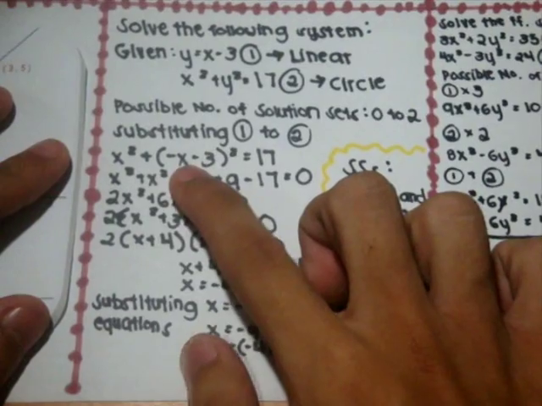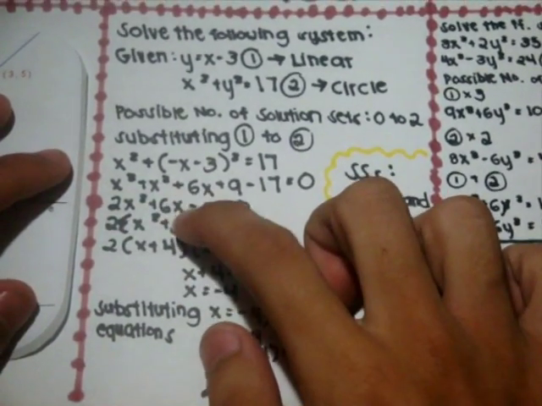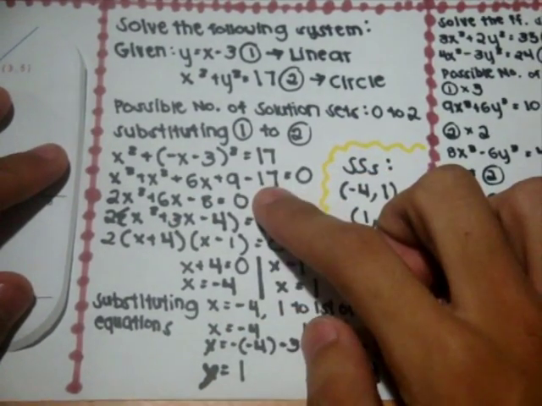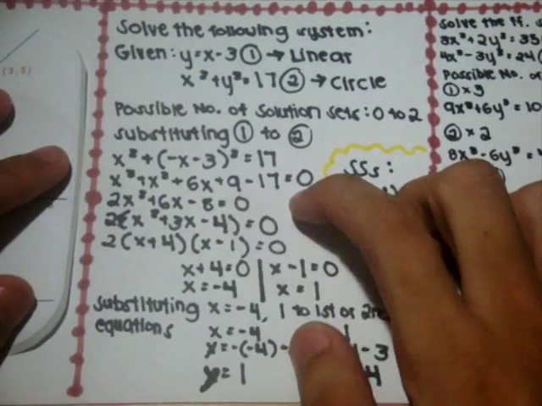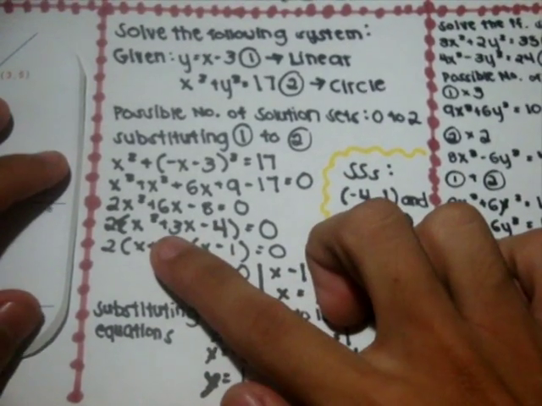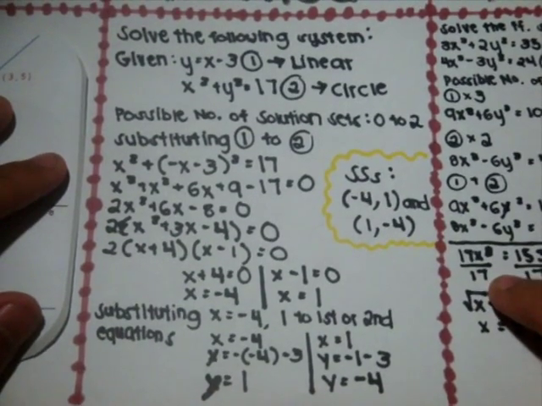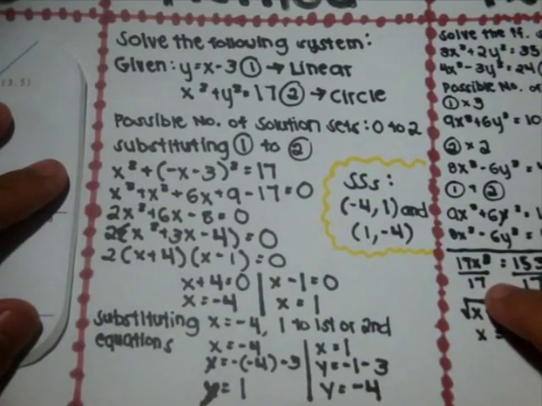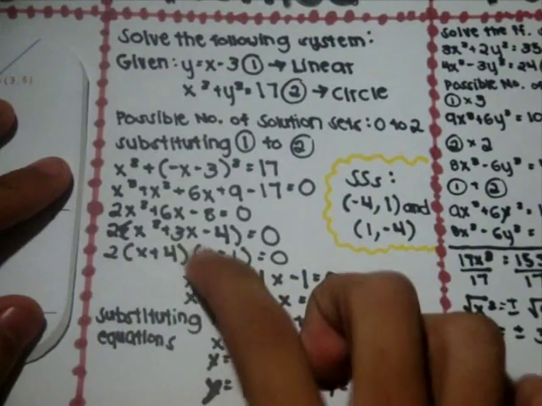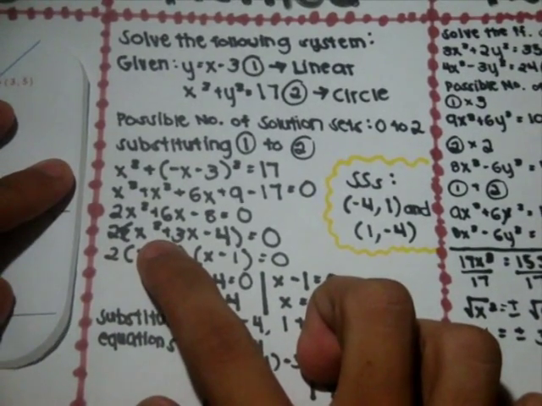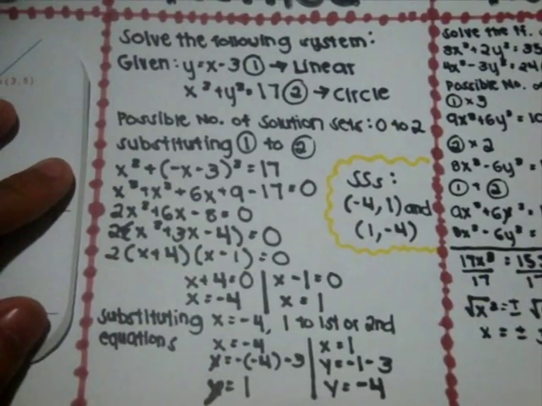Then, squaring the binomial, we have x squared plus x squared plus 6x plus 9 minus 17, where the 17 on the right side we transpose to the left side is equal to 0. Then we simplify: 2x squared plus 6x minus 8 is equal to 0. Then we use the GCMF, we divide the left side by 2 to have 2 times the quantity of x squared plus 3x minus 4 is equal to 0.